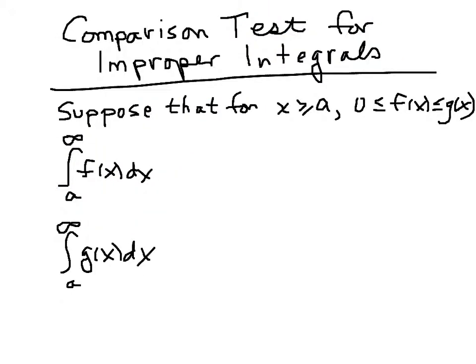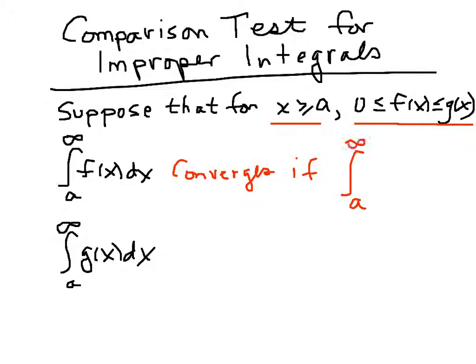So the last thing to discuss in Chapter 9 is what's called the comparison test for improper integrals. And so we make this assumption that as long as x is greater than or equal to a, f of x is greater than or equal to 0 and less than or equal to g of x. Then there's two parts. This first improper integral converges if this improper integral converges. Makes a lot of sense, right?